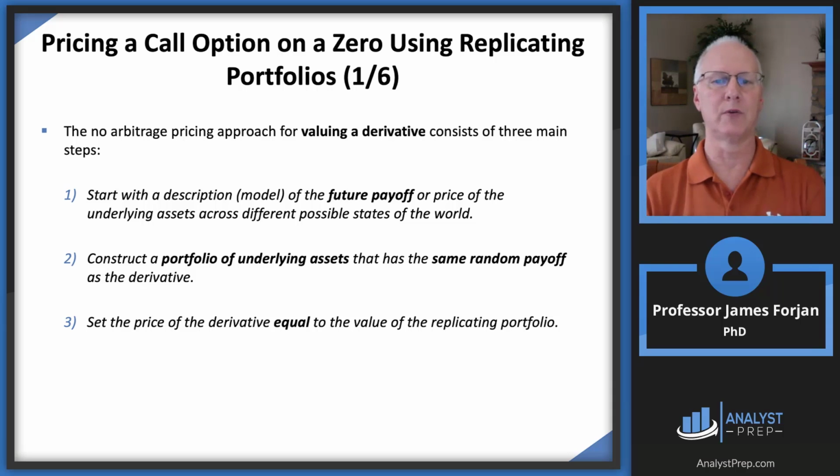So here are the three steps, and we'll work through these in an example. We're going to describe the model and look at those future payoffs. We're going to construct a portfolio of underlying assets that has the same random payoff as the derivative and set the price of the derivative equal to the value of the replicating portfolio. So the math of this is going to be fairly simple, but all we're doing is saying something like, look, if I say to you, a year from now, I'll pay you $5 or I'll pay you $0, right?